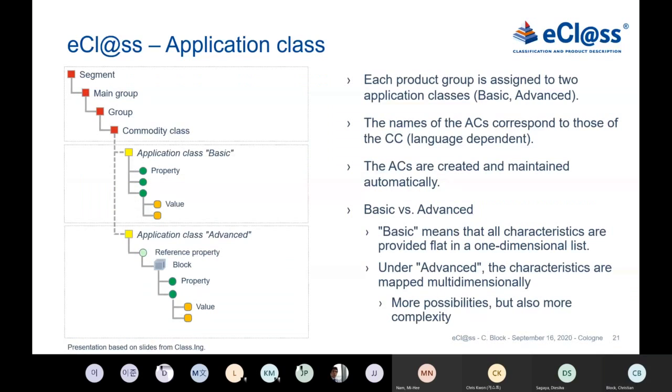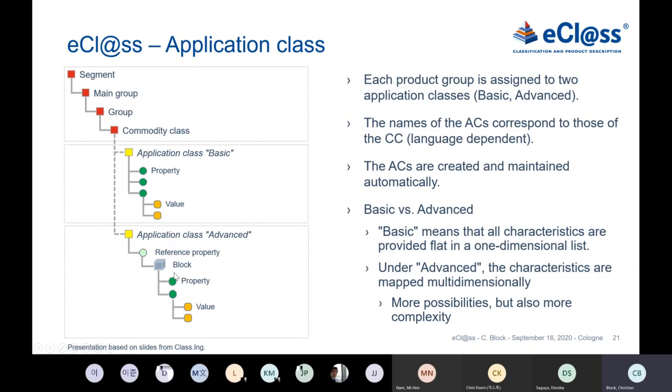So coming back to the description, we have the 4 levels of classifications, and then we have the application classes. If we have application classes, eClass differentiates between 2 types of application classes. Modeled is only the advanced one. In the advanced application class, we have a lot of features. I come back to this on the next slide, where you can describe the product in multi-dimensional ways. So you can set up so-called blocks where you collect and summarize different properties. And in the basic representation, you have just a flat list.